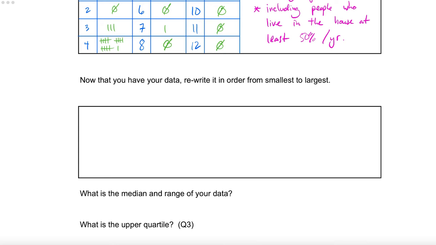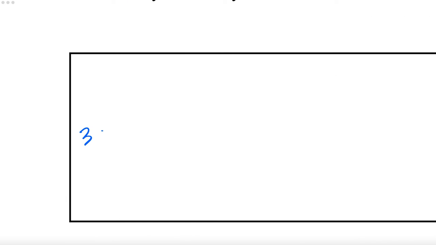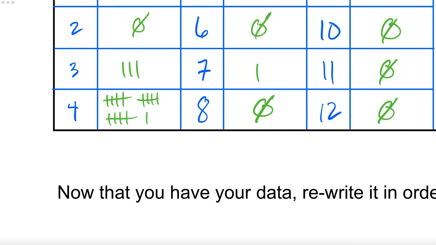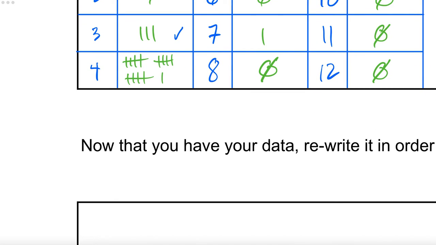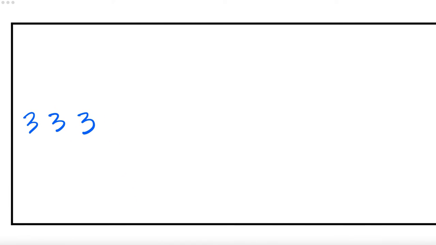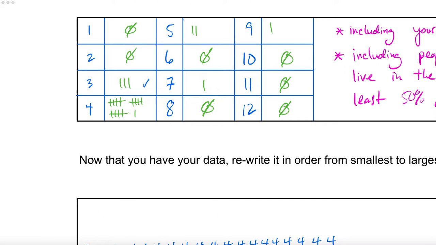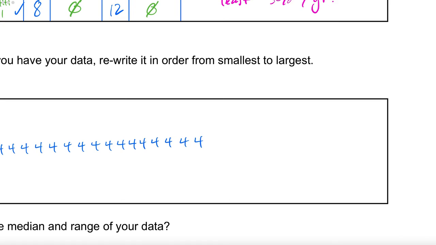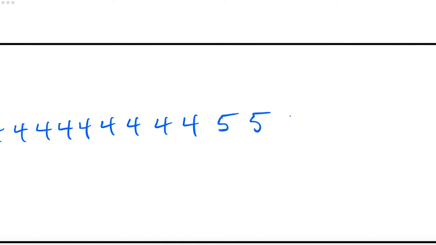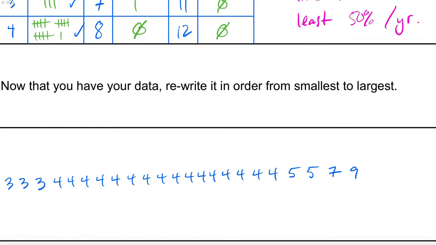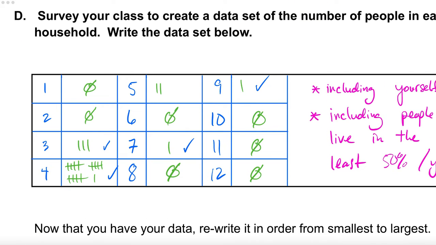So we have 3 3s there. 1, 2, 3. Okay, got it. And then we are going to do 16 4s. 1, 2, 3, 4, 5, 6, 7, 8, 9, 10, 11, 12, 13, 14, 15, 16. All right, there's the 4s. Got 2 5s, 5 and 5, and we have a 7, and we have a 9. And I think that's all of them. All right, there we go.